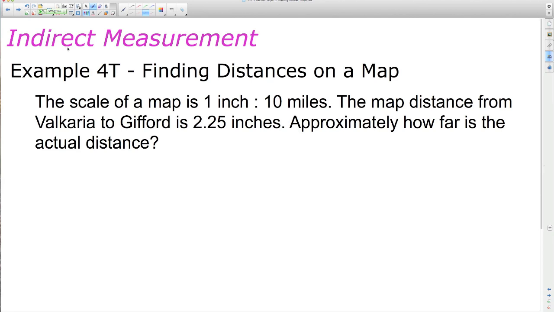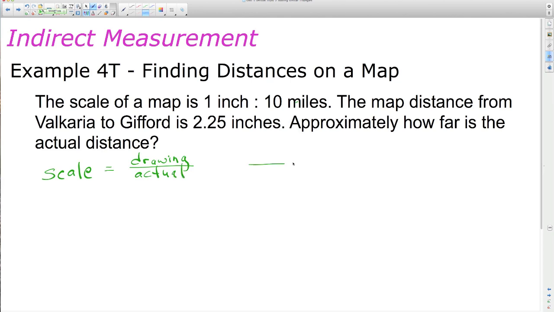In example 4T, we're going to be working with indirect measurement to find distances on a map. The scale of a map is 1 inch to 10 miles. The map distance from Valkyria to Gifford is 2.5 inches. Approximately how far is the actual distance? Well, we just saw in the previous slide that scale is defined as the drawing distance over the actual distance.